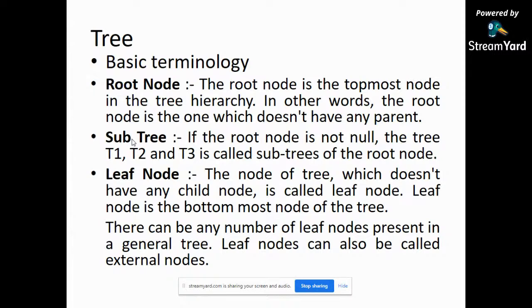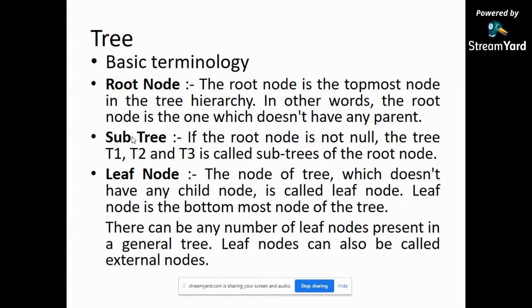So tree is basically for representing hierarchical data. So in the hierarchy, whichever is the first node or the topmost node is called the root node. The root node is the one which doesn't have any parent. Root node is itself the parent, so root node doesn't have any parent.